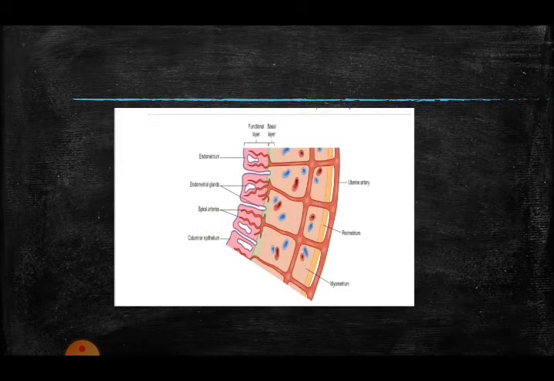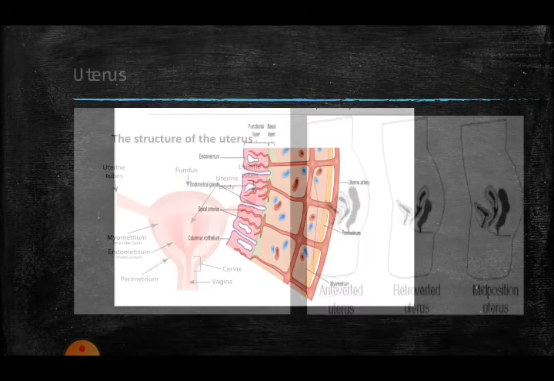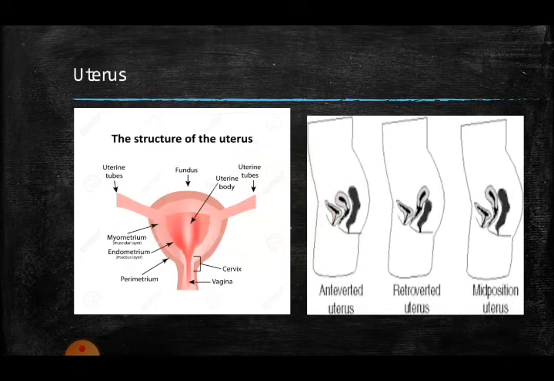Another important thing is that when the body is in upright position, meaning when you are standing, the uterus lies in an almost horizontal position. The uterus is about 7.5 centimeters long, 5 centimeters wide, and its walls are about 2.5 centimeters thick, and it weighs about 30 to 40 grams.